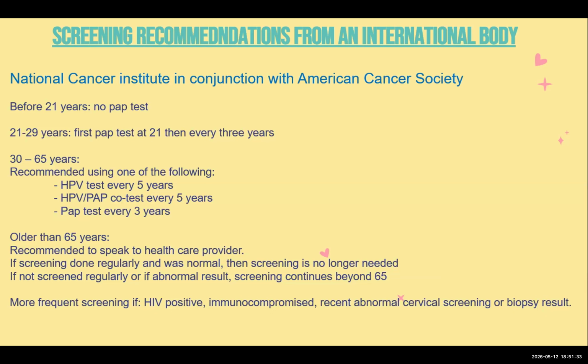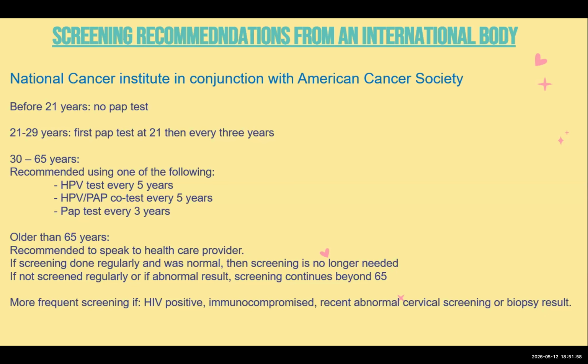For 30 to 65 years, it is recommended to have either an HPV test done every 5 years, but the preferred option is the HPV and Pap co-test done every 5 years, once negative, right? And the Pap test alone can be done every 3 years. For patients older than 65 years, they are recommended to speak with a healthcare provider.